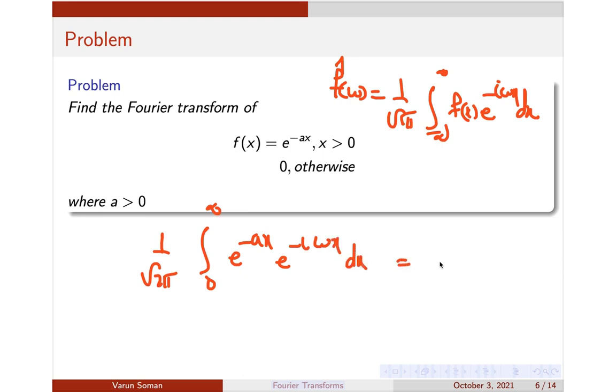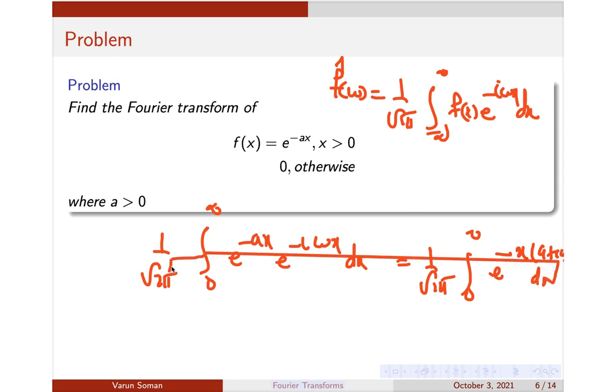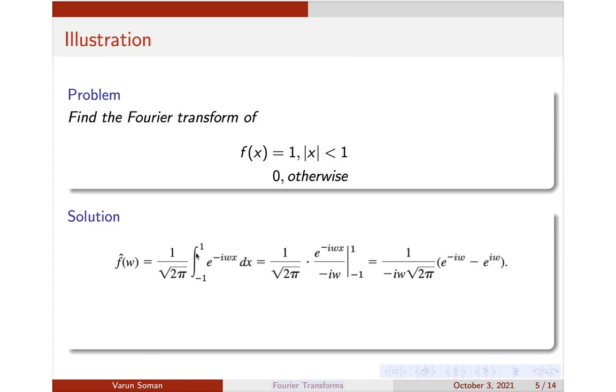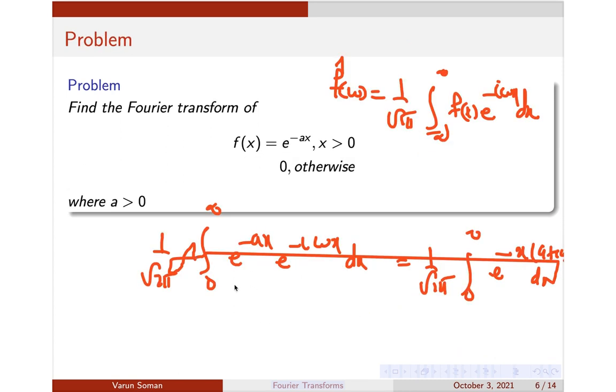So it is actually 1 by root 2 pi integral 0 to infinity e raised to minus x into a plus i omega, dx here. So when you integrate, what will you be getting? It is actually 1 by root 2 pi into e raised to minus x into a plus i omega, divided by minus a plus i omega, in the limits 0 to infinity.